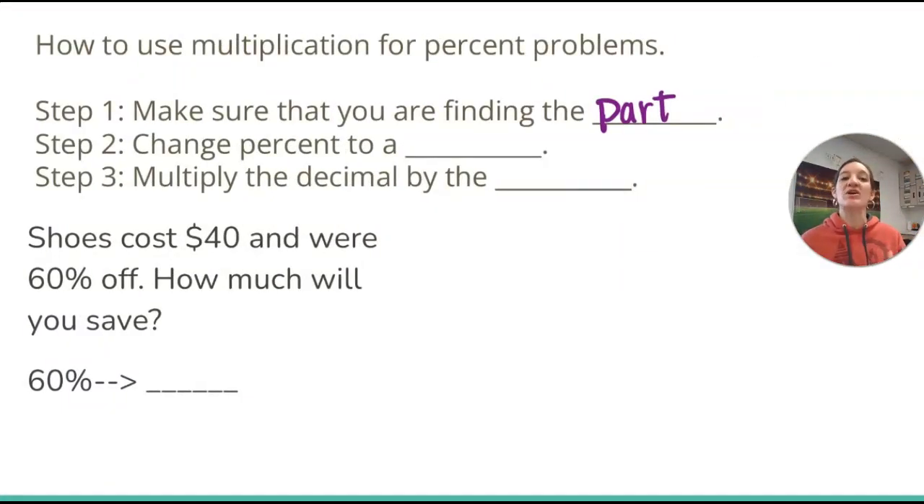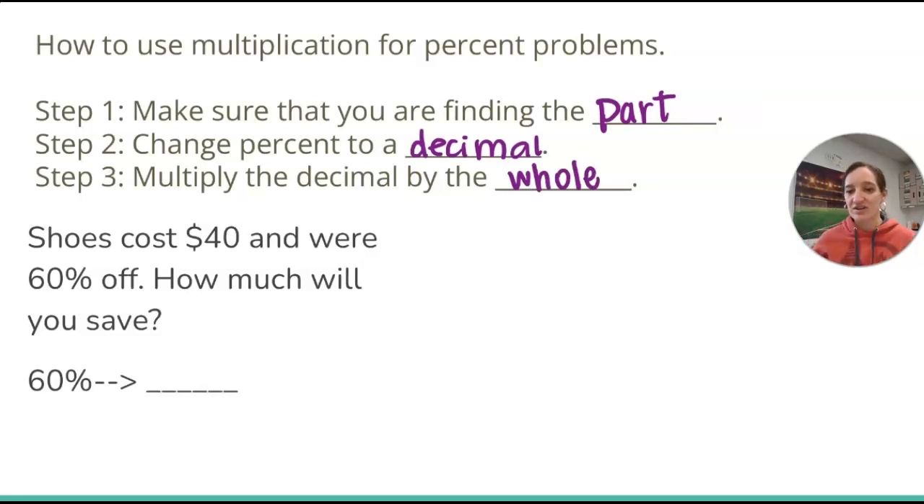So once you know that we are finding the part, maybe you set it up percent over 100, part over whole, and you have the whole, and you know that you're looking for a part, well, then you can do these next steps. So the first thing you'll do is change the percent to a decimal. Remember how I told you that this would come in handy? This is why. And then we multiply the decimal by the whole. And that's it. You'll get your number. So let me give you an example of this.